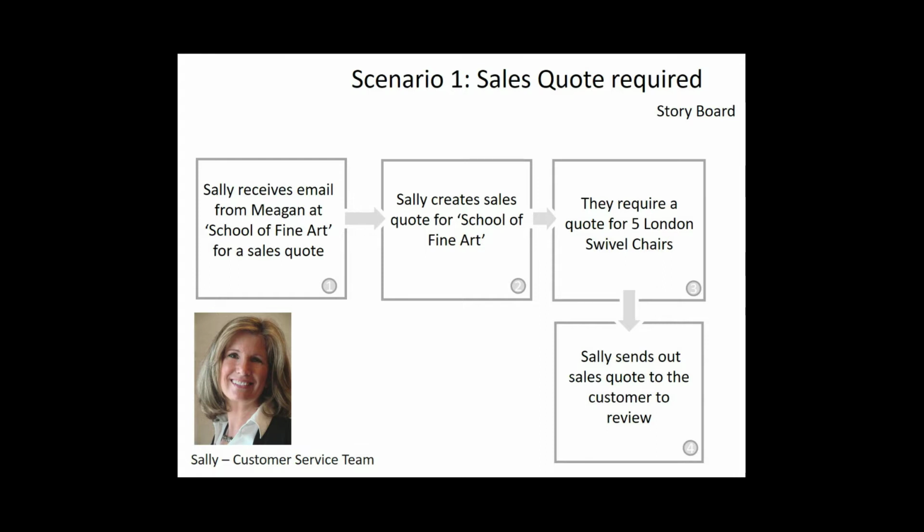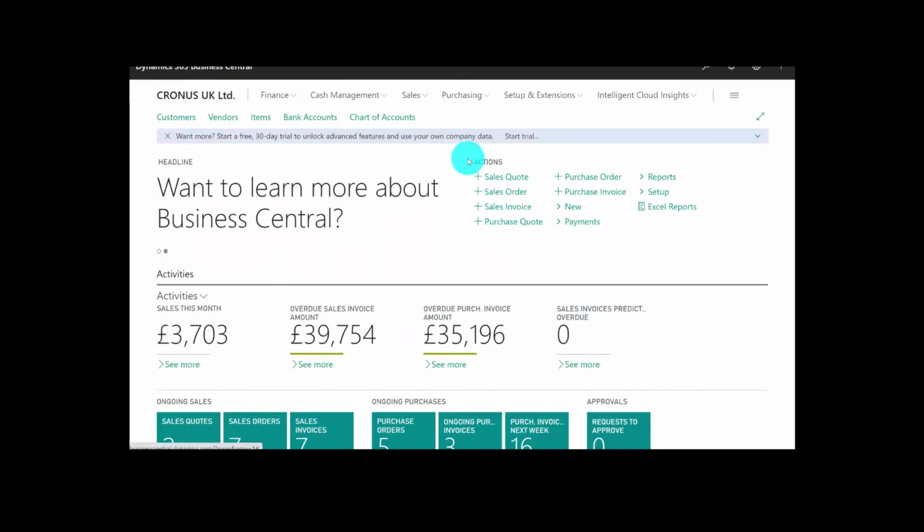The first scenario we're going to look at is that Sally receives an email for a sales quote. She creates that sales quote. It's for 5 chairs, and then Sally's going to send out that quote to the customer.